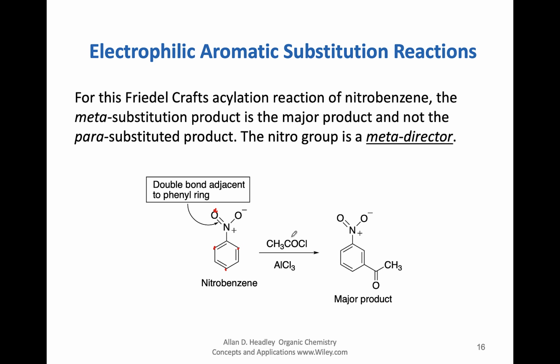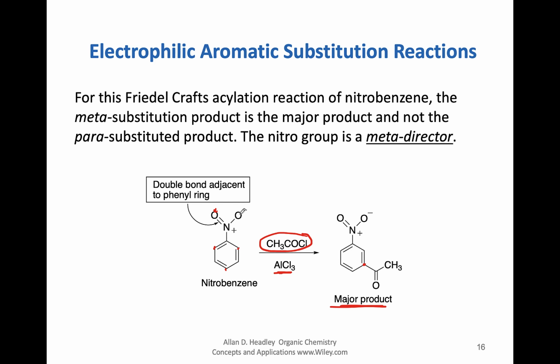So by default, if you react this with an electrophile, an acid chloride, using the Friedel Crafts acylation in the presence of a catalyst, the reaction will go not as quickly as the others to give here the meta product as the major and only product, as the major product. So this is the reaction.